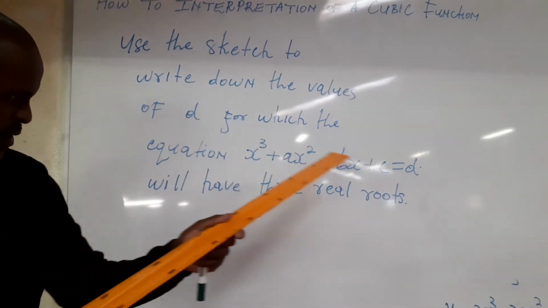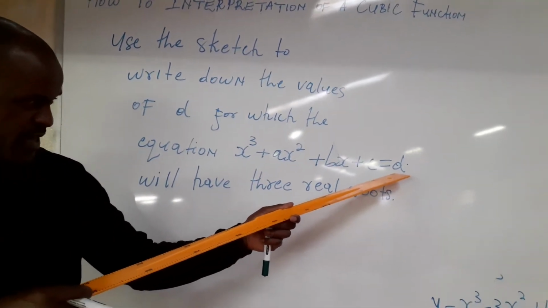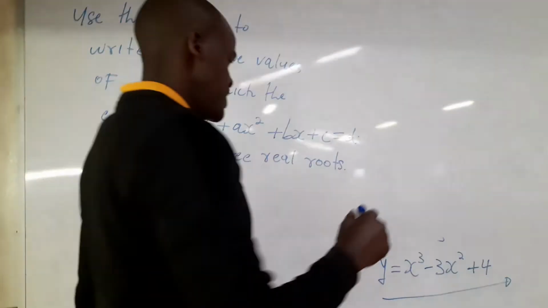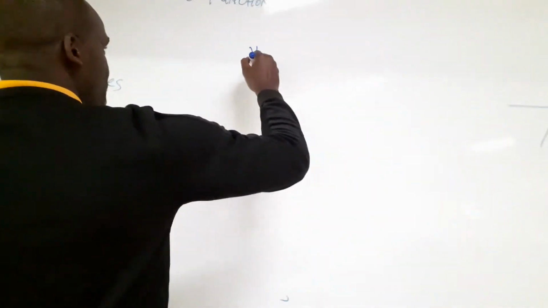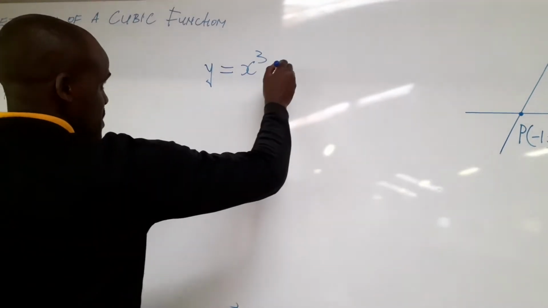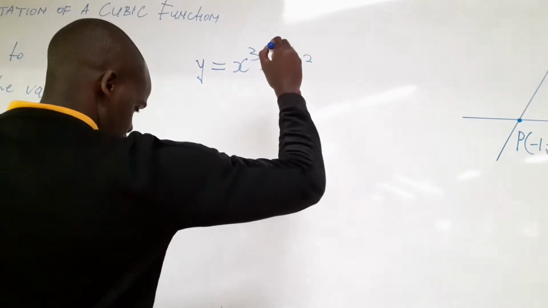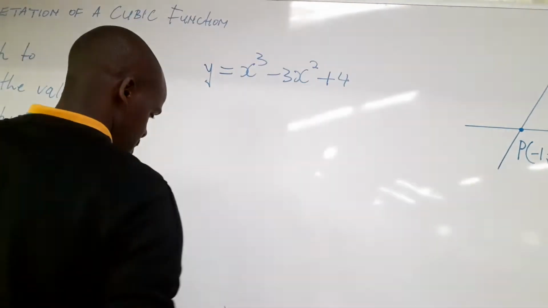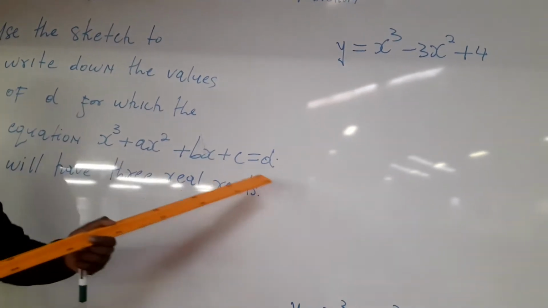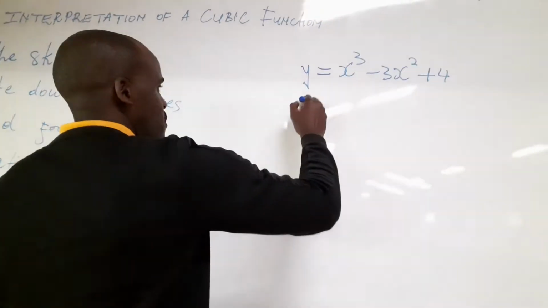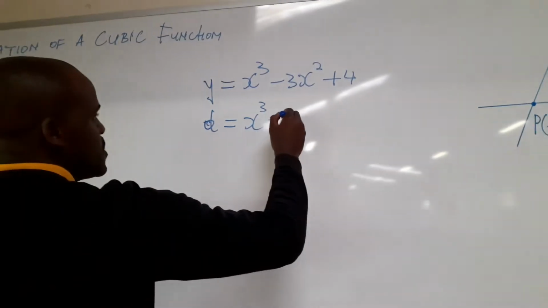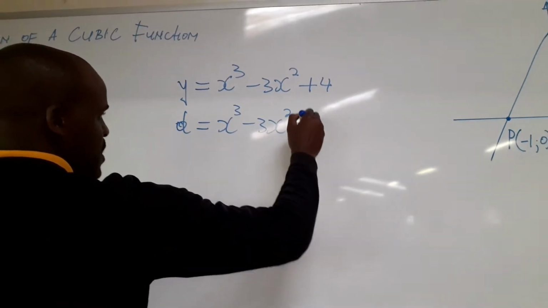d, the values of d. When you look there, d is now representing our function. Our function was given by y equals x cubed minus 3x squared plus 4. So now when you look here, we've just put a d in the place of y, which means now we are calling this function a function of d. It's x cubed minus 3x squared plus 4.